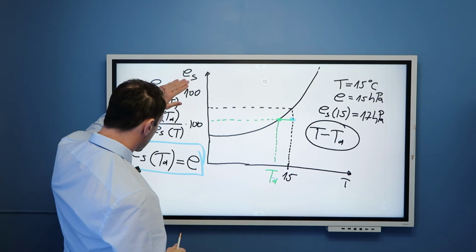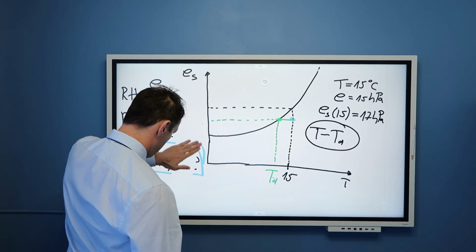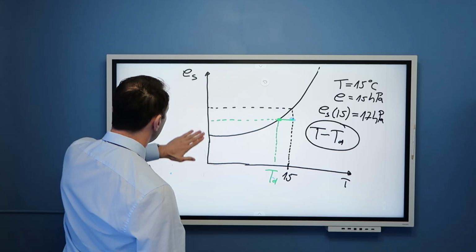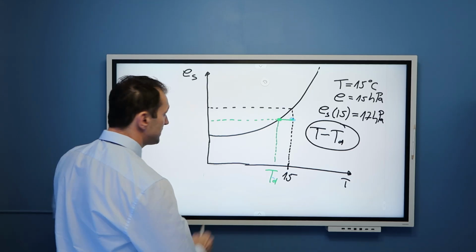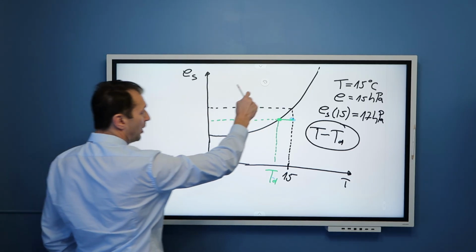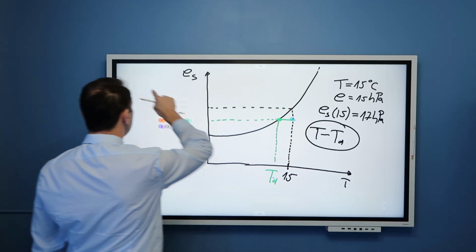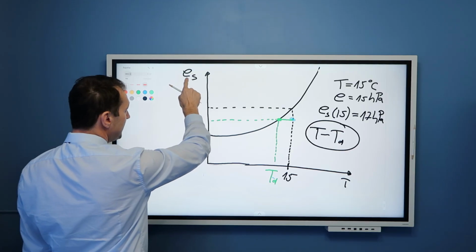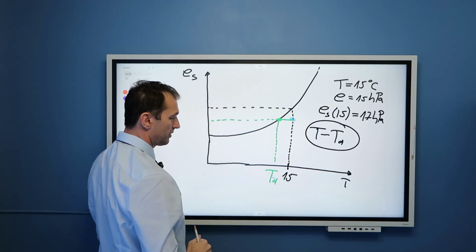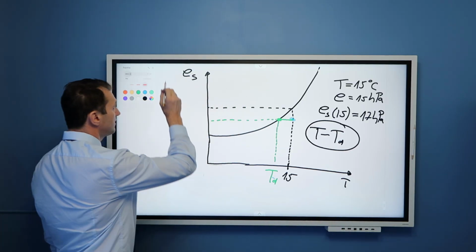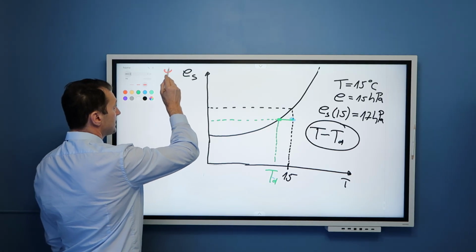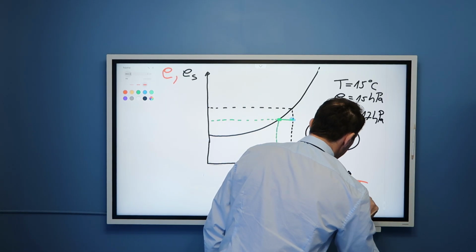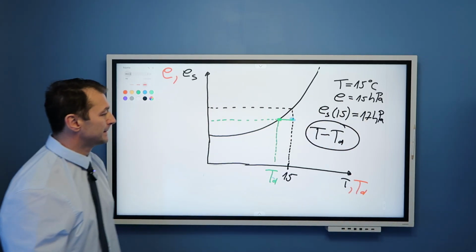So what I told you here also means, this is another very important thing in this video, that I could have plotted this graph in the following way. You see, I have ES as a function of temperature, but I could also plot this graph as E as a function of TD. It is the same. Okay?